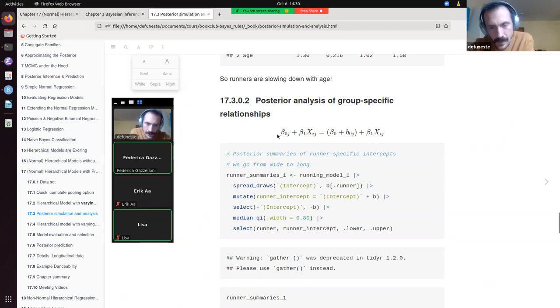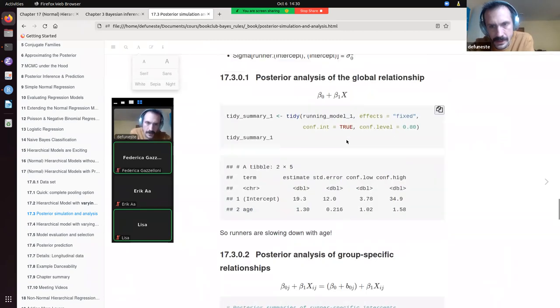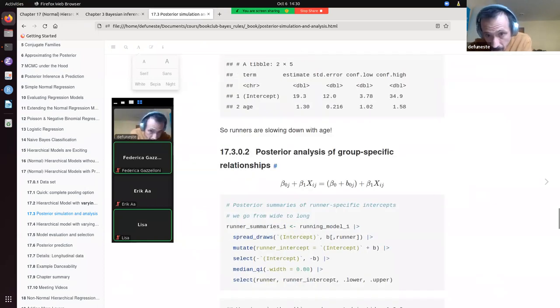So this part, the global analysis, is basically, we can go back to the complete pooled model to compare it. If we do not take into account the variability. I mean, we are taking it into account, but here it doesn't display it. And here, for every runner, we are going to calculate their specific intercept.